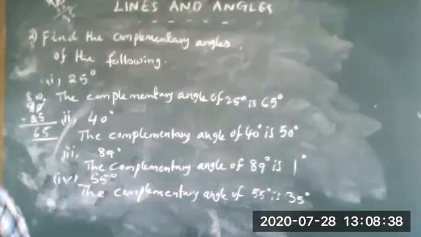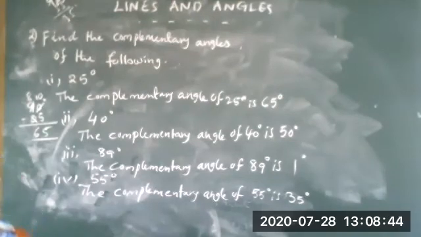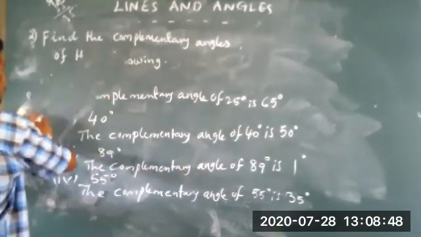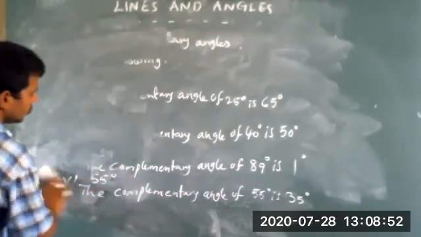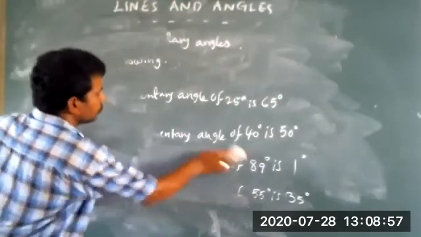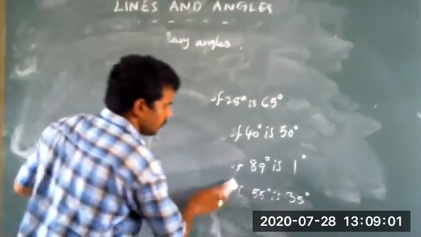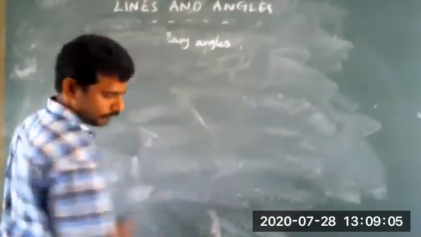Now the third one: two angles are complement to each other and are also equal. It is a very important problem. Clear, children? This is the last problem in exercise 2, and also the last problem in this video class or in this session.